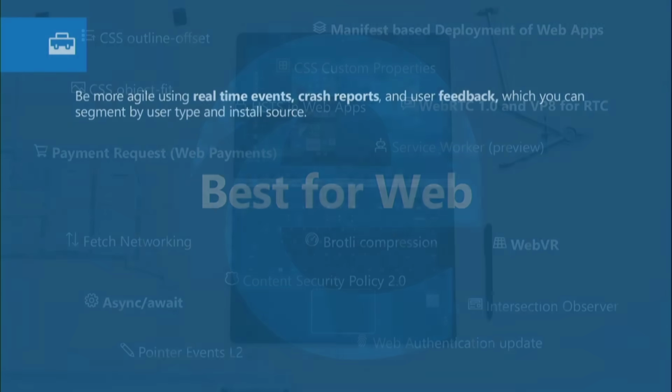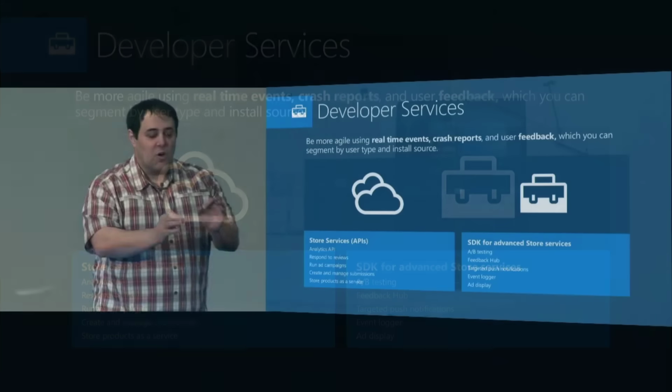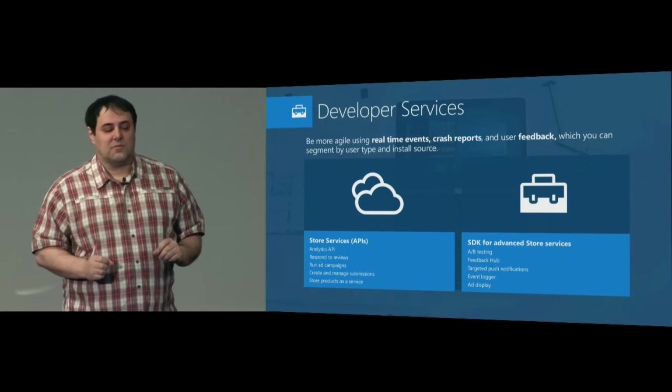The Store Services APIs connect your application to store services, such as analytics to help you improve your application's usability, the ability to run store submissions and updates automatically as part of your build scripts, and the capability to run ad campaigns for your applications. There's also an advanced SDK for things like A/B testing and targeted push notifications, so you can address groups of users or even individual users directly to advise them of new features or get them to respond to questions.